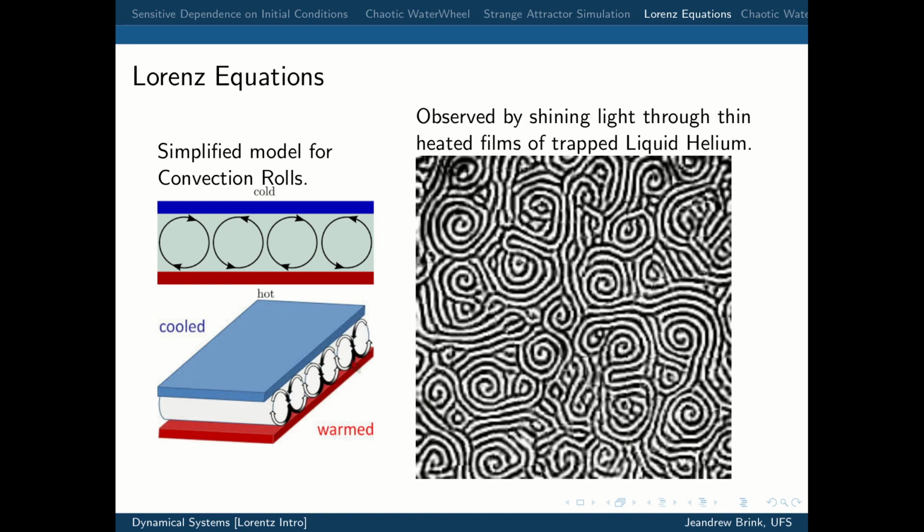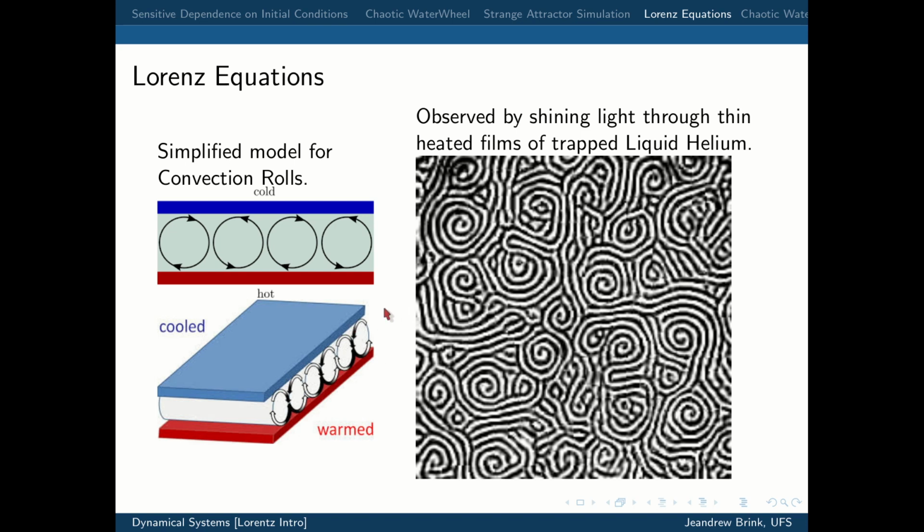And people have actually videoed these rolls, and the way they video the rolls is literally you have a see-through sheet, I think it's a sapphire crystal or some crystal, at the bottom and a crystal at the top, and you can heat it and shine light through it. When the rolls start moving, there's a different density in the liquid that goes up as opposed to the liquid that's coming down, and that acts as a lens. So if you shine light through it, you can actually see the rolls themselves.